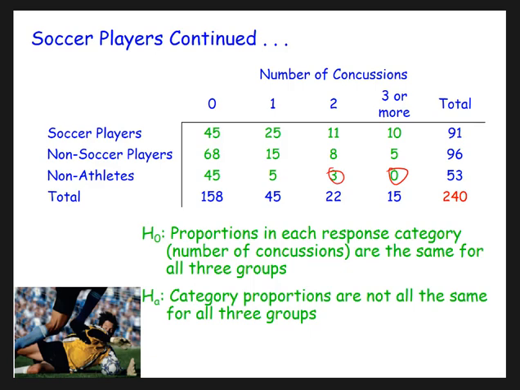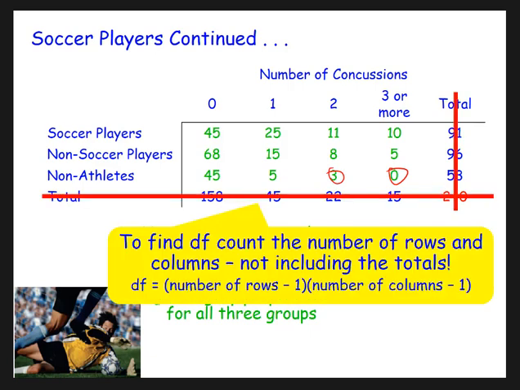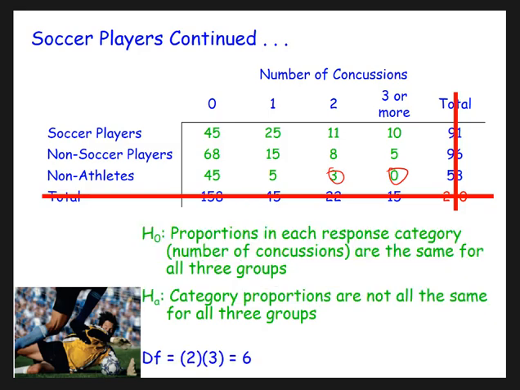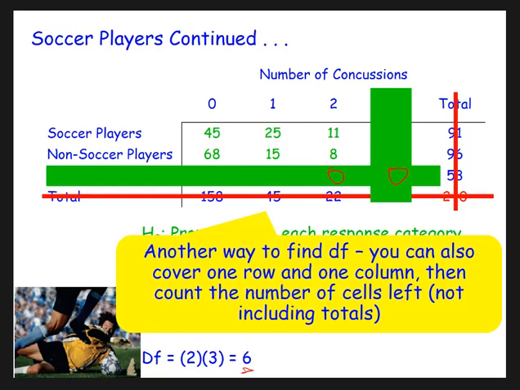So for the null hypothesis, the proportions in each response category, number of concussions, are the same for each of the 3 groups. And for the alternative, the category proportions are not the same for the 3 groups. So we find the degrees of freedom here. We ignore the totals. Like we said, there's 3 rows and 4 columns. So 3 minus 1 is 2, 4 minus 1 is 3. So 2 times 3 makes 6 degrees of freedom. Another way to find this is you could cover 1 row and 1 column and count how many cells there are.